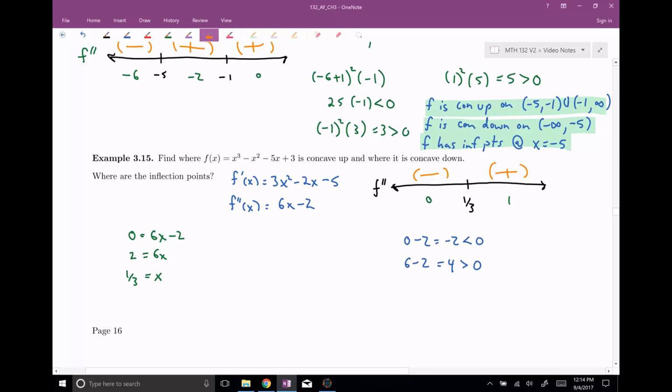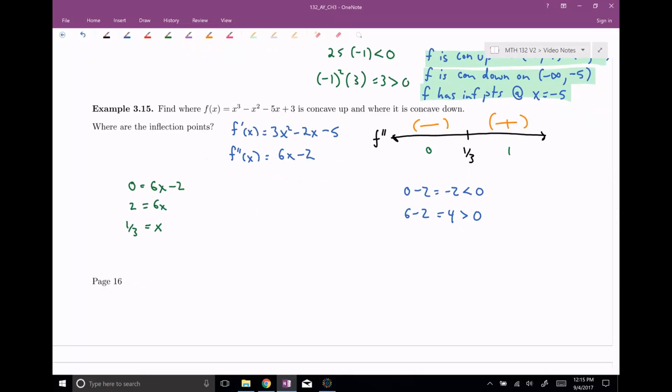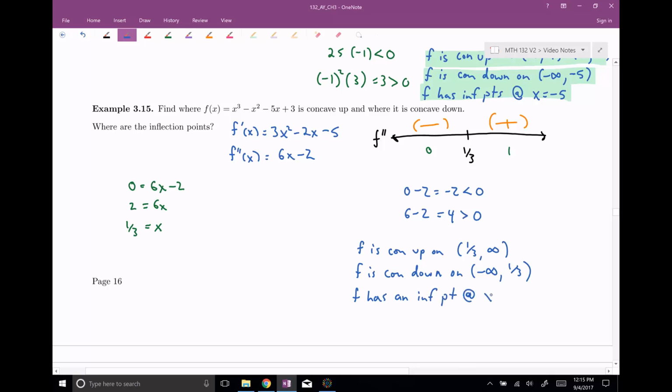All right, so therefore, where is it concave up? Where is it concave down? I'm ready to answer those questions. F is concave up on 1/3 to infinity. F is concave down on negative infinity all the way up to 1/3. F has an inflection point at x equals, and notice there is a change of concavity here, 1/3. So x equals 1/3. And that right there is my final answer.